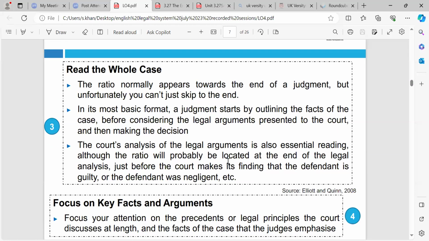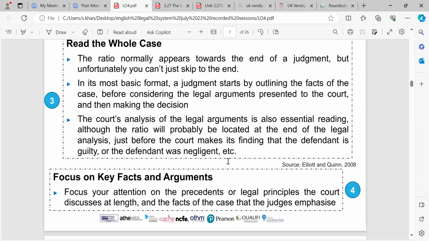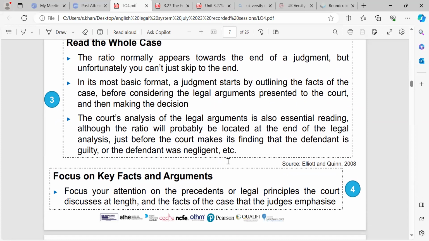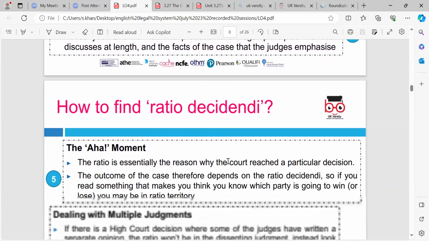Also, it is important to read the whole case, rather than just the end of the judgment, but unfortunately you can't just skip to the end. You need to read the whole case because it identifies legal principles, outlines the facts of the case and the legal arguments presented to the court before they made this decision. So it's essential to read the full facts of the case. Focus on the key facts. So focus your attention on the precedents or legal principles, because the court discusses at length the facts of the case where the judges emphasize this.